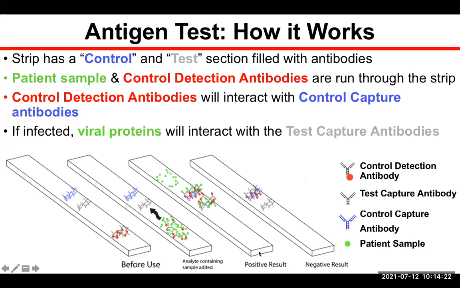Whereas if you actually have COVID present, then the antibodies in this section are going to recognize specific viral components and end up binding to that region and then testing as positive. Now, if you run a patient sample that doesn't have any COVID present, you should only get one band for the positive control. And because there is no virus present, you shouldn't see anything in the test section of the strip.